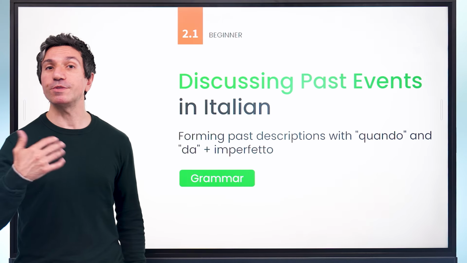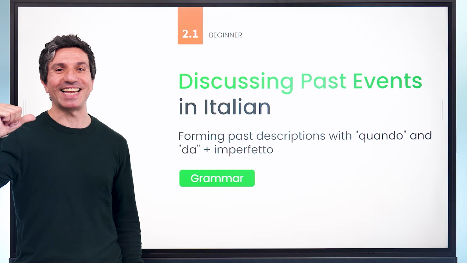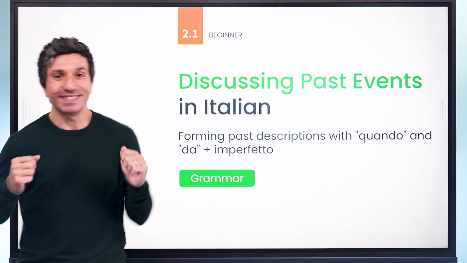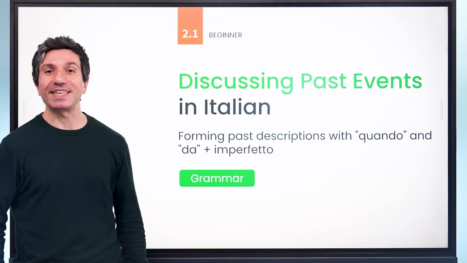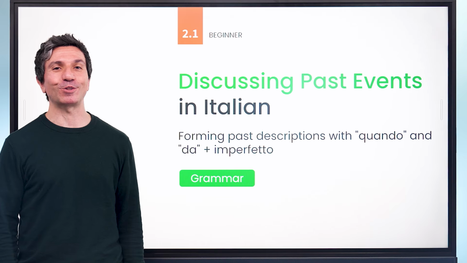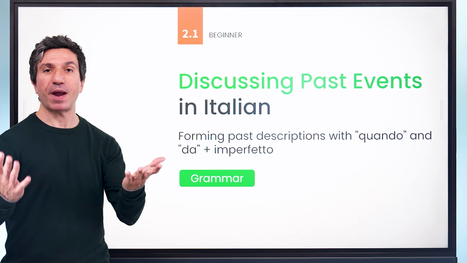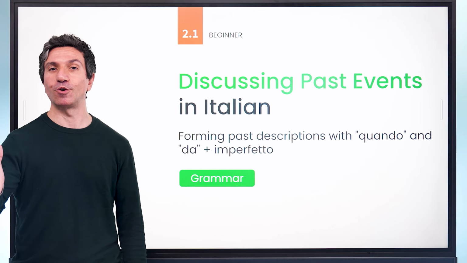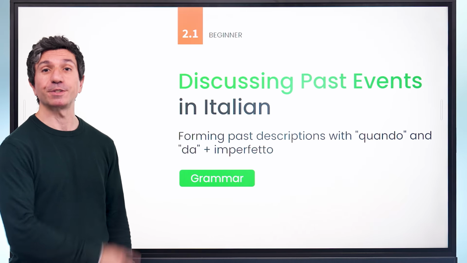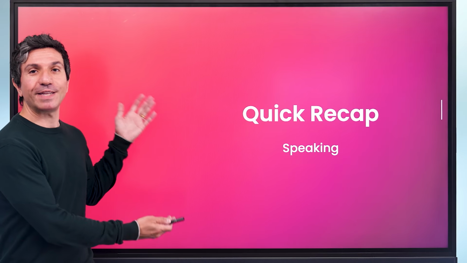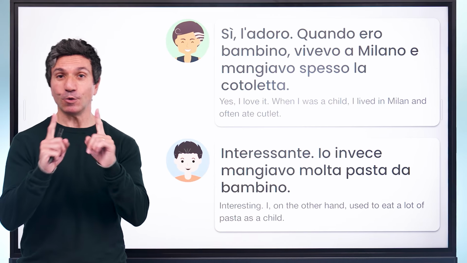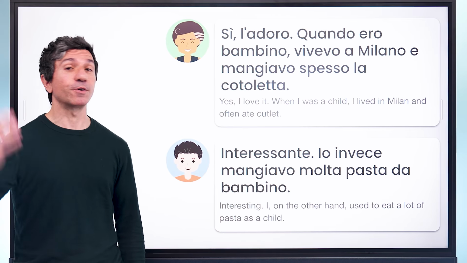Do you know how to discuss past events in Italian? Welcome to 3-Step Italian Practice by ItalianPod101.com. In this lesson, you will practice using the imperfetto with the 2 key patterns. Let's look at the main dialogue. 2 people are talking about their childhood.